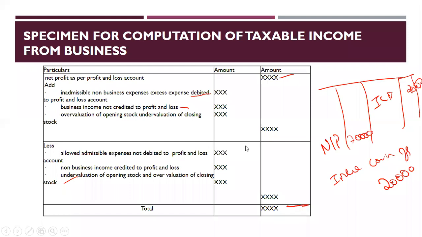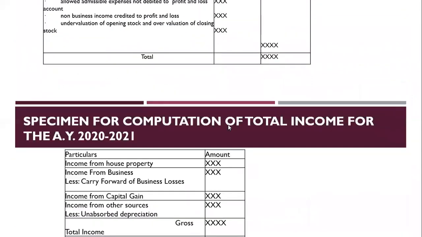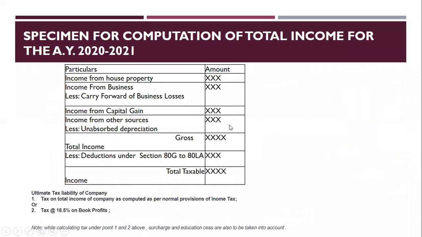So this is the specimen for computation of taxable income from business. Okay, and the next step, once after computing the taxable income from business, is we have to calculate the other heads of income. Most probably you will be getting a computed value.